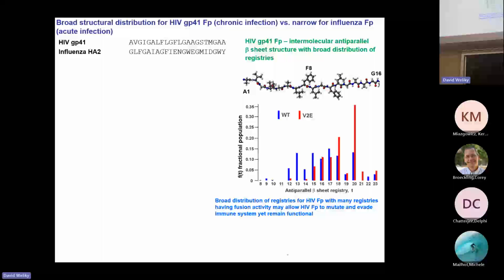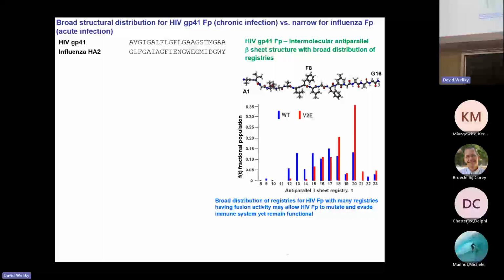However, it also has this major challenge that the fusion peptide has to remain functional. Fusion peptide is quite important in fusion. Many mutations, like I showed you for V2E, you don't get any fusion and infection. So the virus has these competing requirements of always mutating to evade the immune system, but also still being able to do fusion.